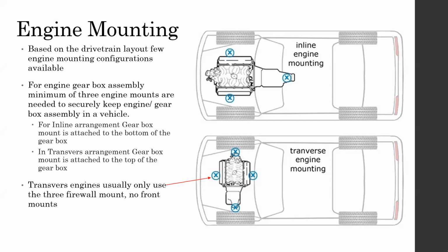As shown in this image, there are two widely used ways of mounting the engine into the vehicle. If it is a front engine rear wheel drive, or a transverse mounted engine and gearbox, in such cases, most of the time, like 90% of the time, you have three mounts. Two mounts come from the engine block on either side of the engine block, and one mount goes to the gearbox.